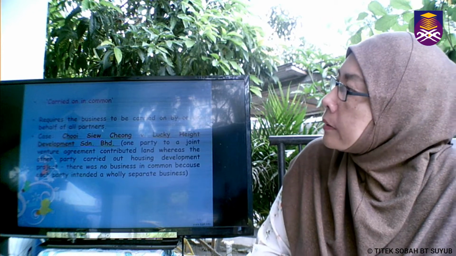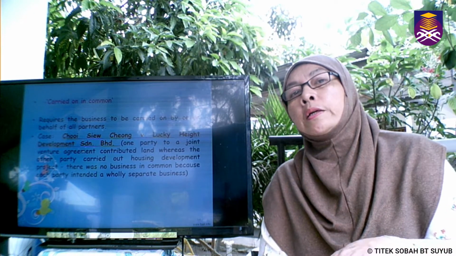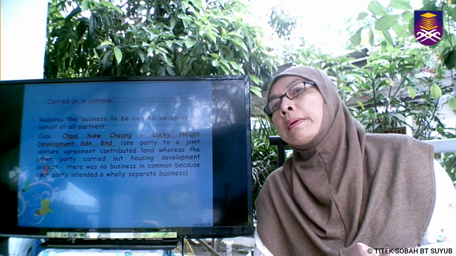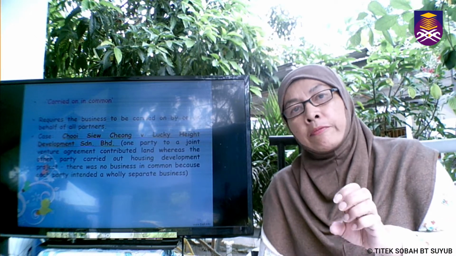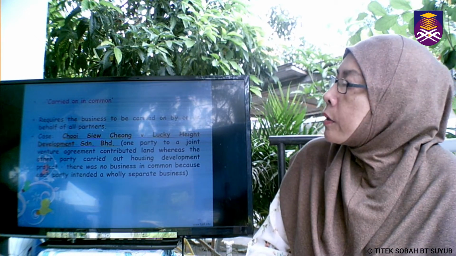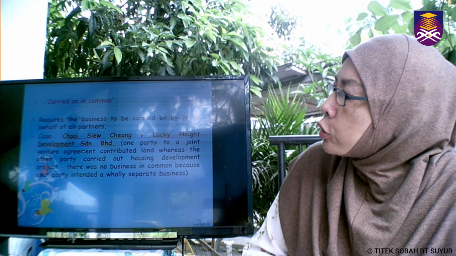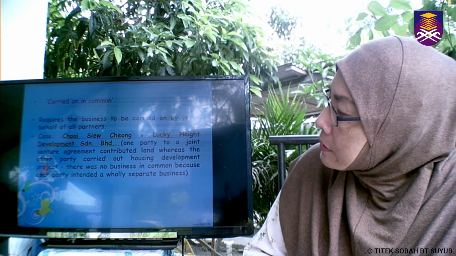So let's go on. Then we have the word "carry on" in common. So meaning the intention must be the same. They must have the same visions. Okay, so let's have a look at the case of Chu Si Cheong versus Lucky Heart Development Sdn Bhd.